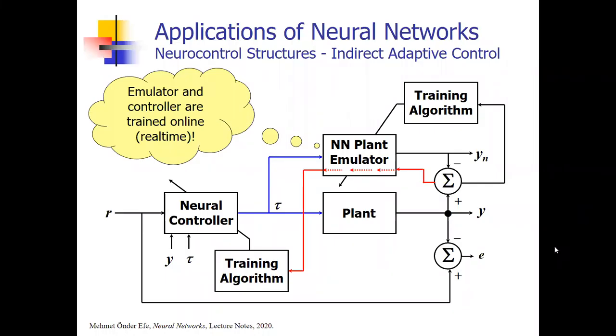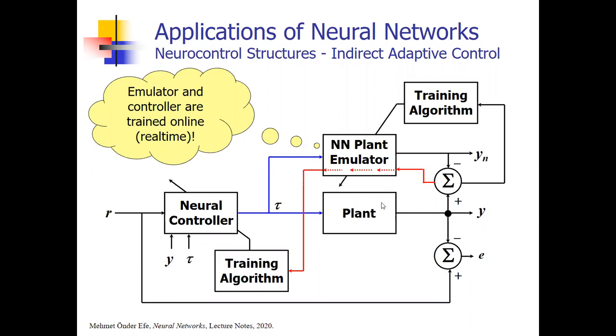Okay, everybody. We've been talking about the applications of neural networks. And in this slide, we see an indirect adaptive control mechanism. Basically, the loop is here. That is, this neural controller receives a command signal and it produces an output, and that output is the input to the plant that is under control, and it produces a response. But the loop is here.